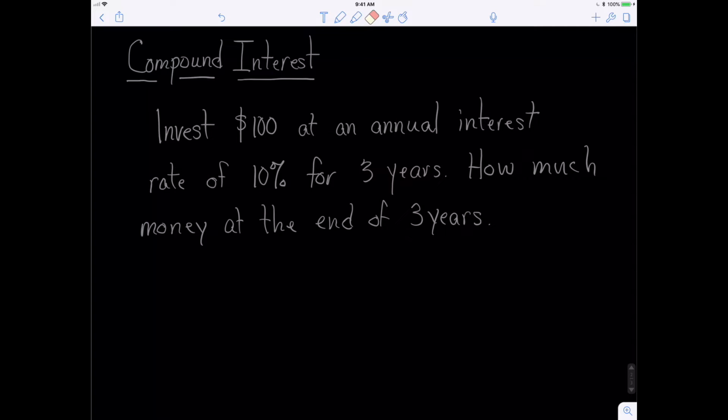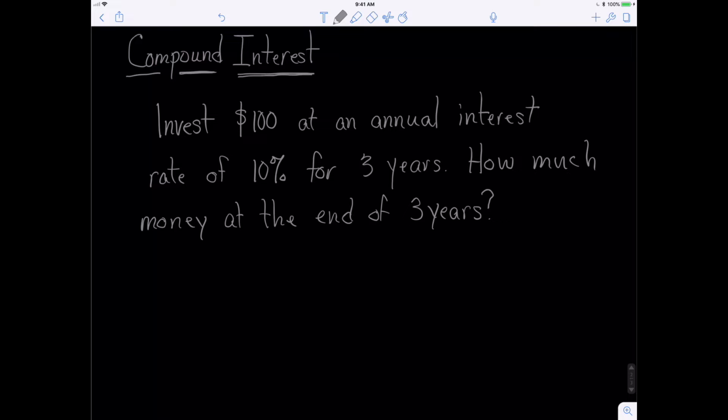Hi, this is Tom, and in this lesson we are going to learn about what's called compound interest. And I got that title up here. We're going to learn about compound interest. And I have a problem already written for us, and it says this: invest $100 at an annual interest rate of 10% for 3 years. How much money at the end of 3 years? Well, let's see how this works.